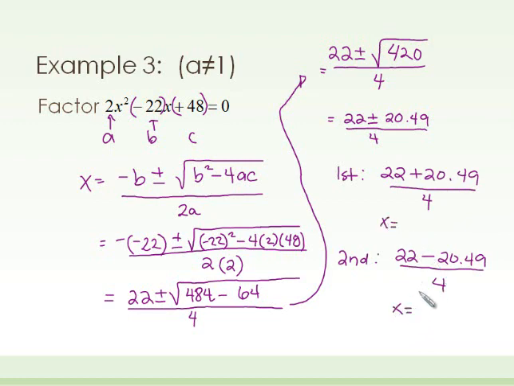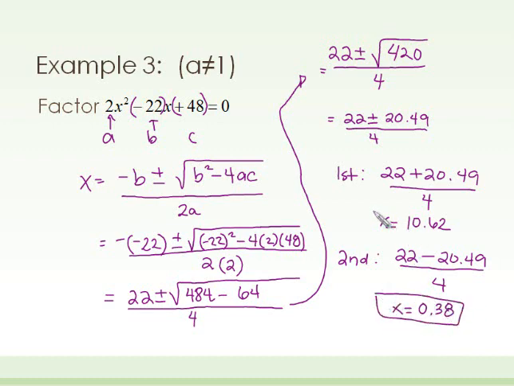So let's go ahead and plug each of these in the calculator. If I do 22 plus 20.49 divided by 4, we get 10.62. If we do 22 minus 20.49 divided by 4, we get 0.38 if we round up. So here are our two solutions.